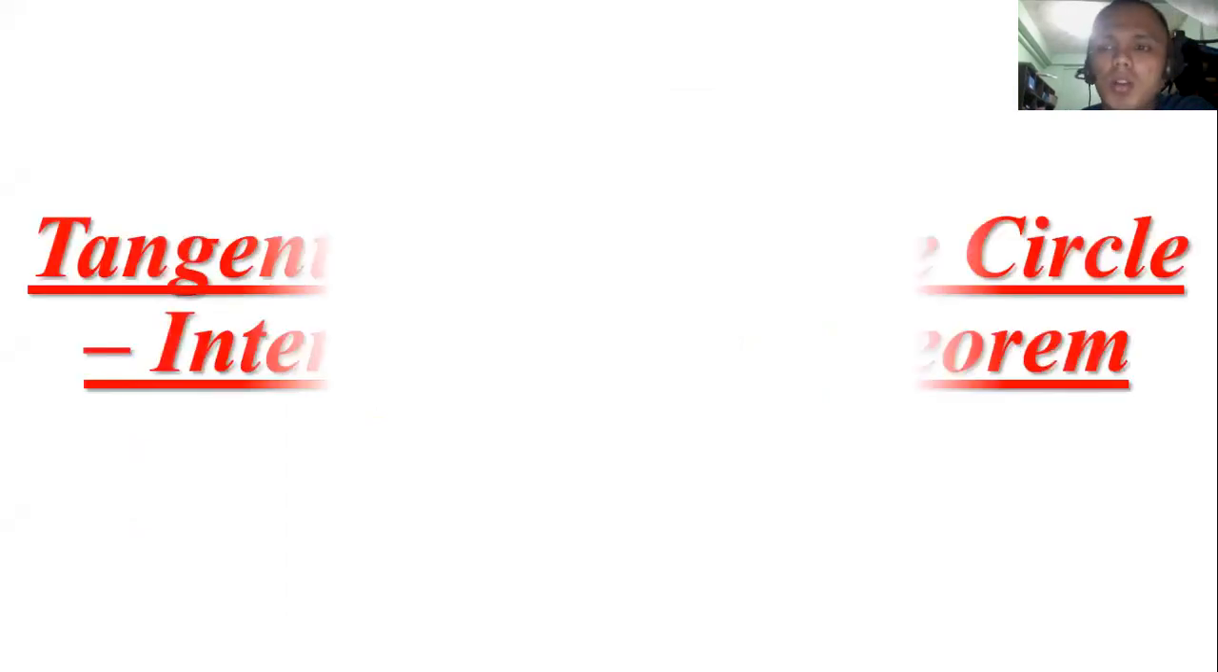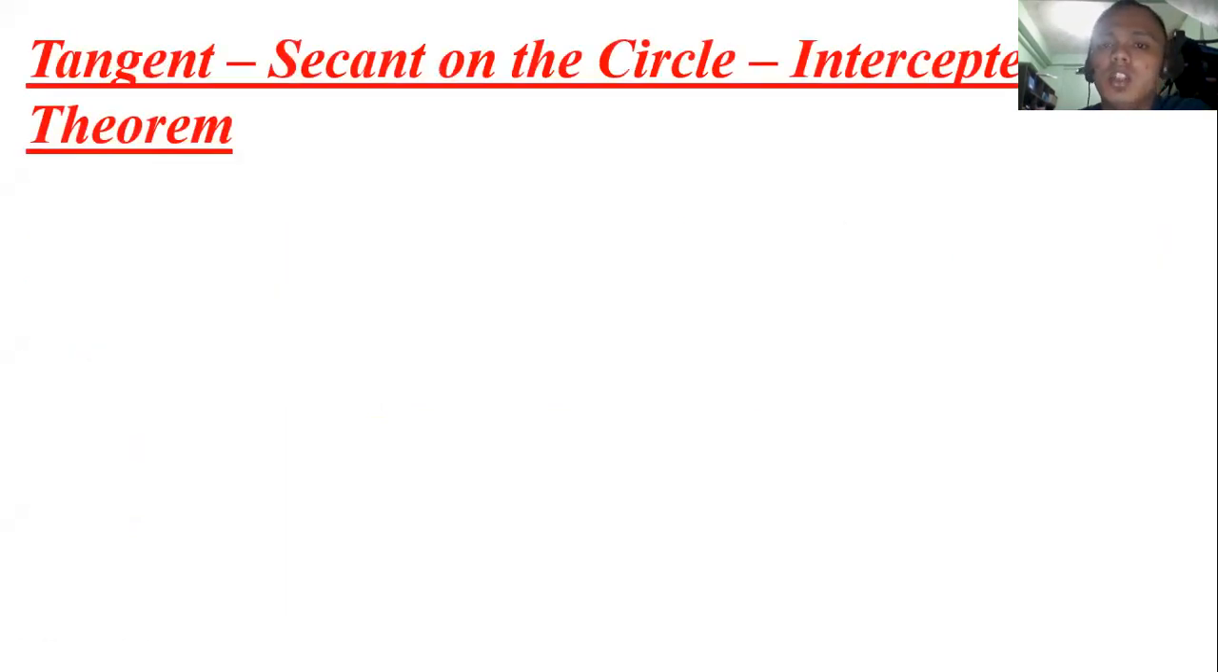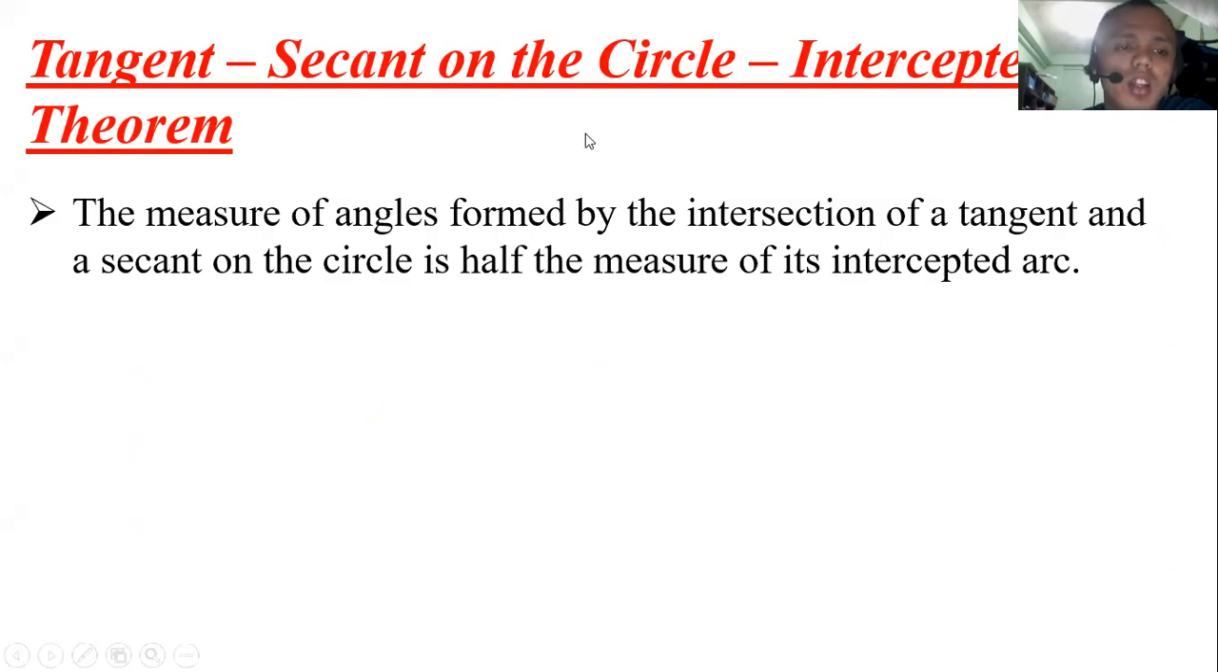So today we will discuss naman about the tangent secant on the circle intercepted arcs theorem. So nasa tangent and secant na tayo. Here in the tangent secant on the circle intercepted arc theorem, it states that the measure of angles formed by the intersection of a tangent and a secant on the circle is half the measure of its intercepted arc. So sinasabi dito na yung angle na na-form ng tangent and the secant line on the circle is half the measure of its intercepted arc. So just like doon sa inscribed angle natin.